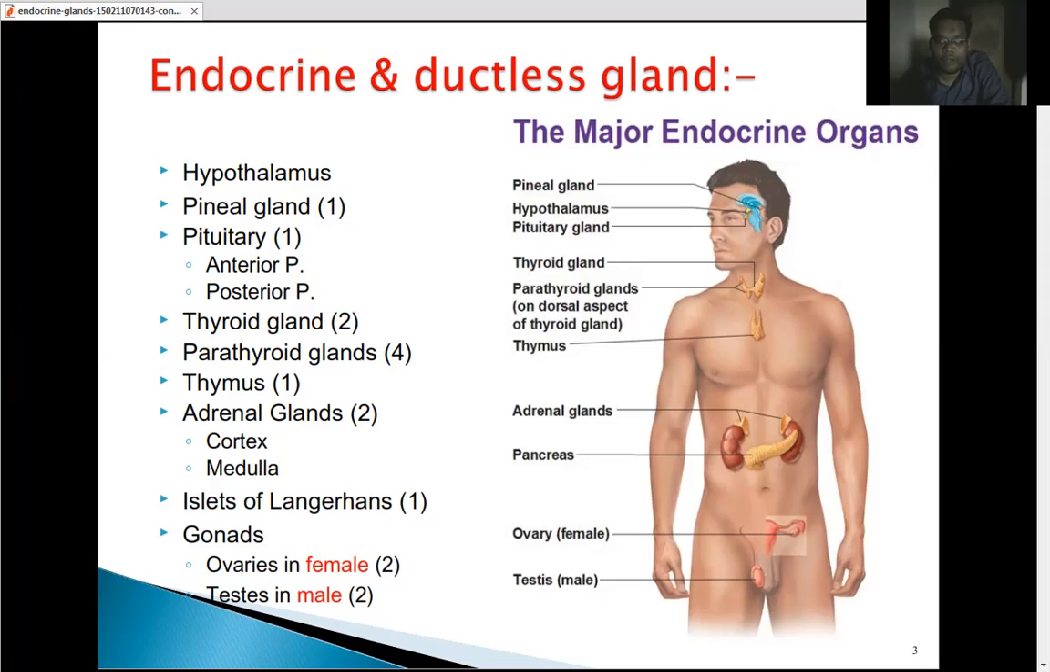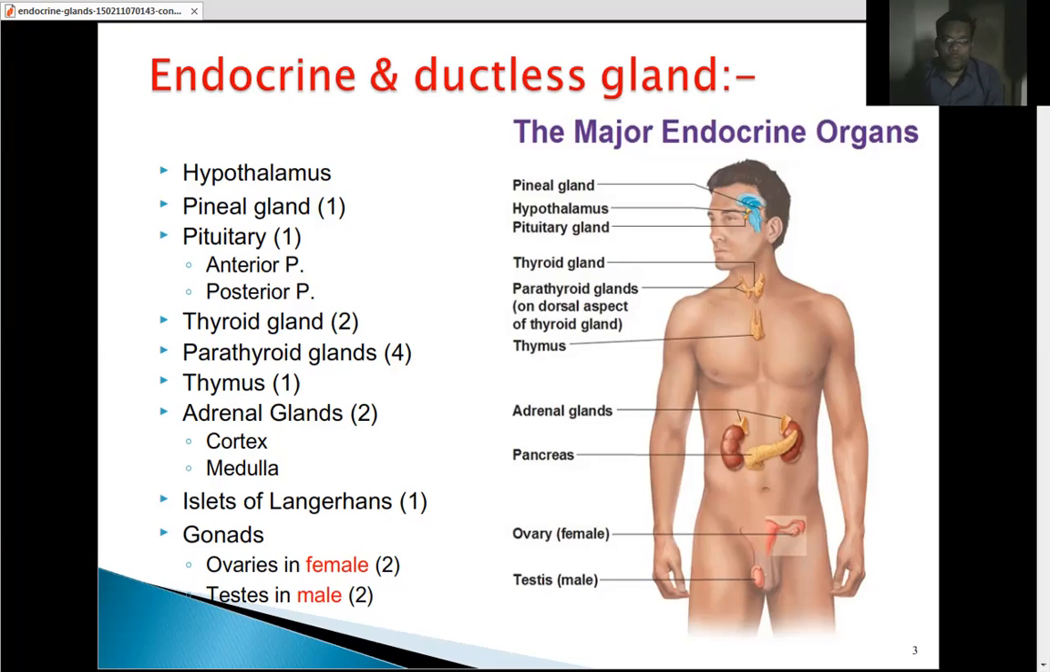Below the hypothalamus there is the pituitary gland. The pituitary gland is also called the queen of the glands, or master gland, because most of the hormones are secreted from it. Then the thyroid gland is in our neck. The parathyroid glands are behind the thyroid gland: four parathyroid glands. Then the thymus.